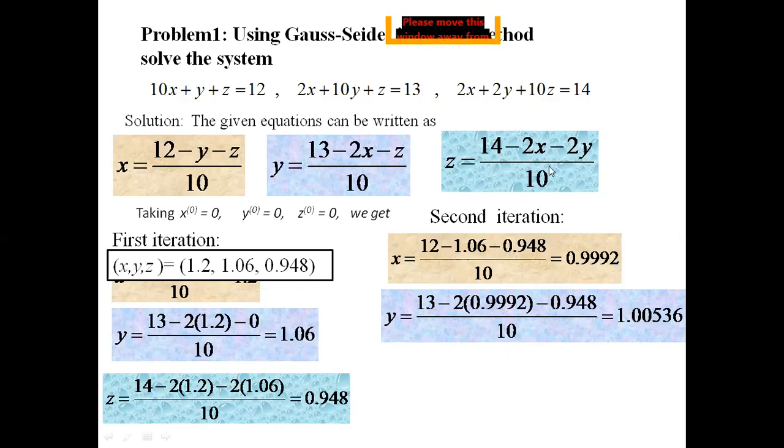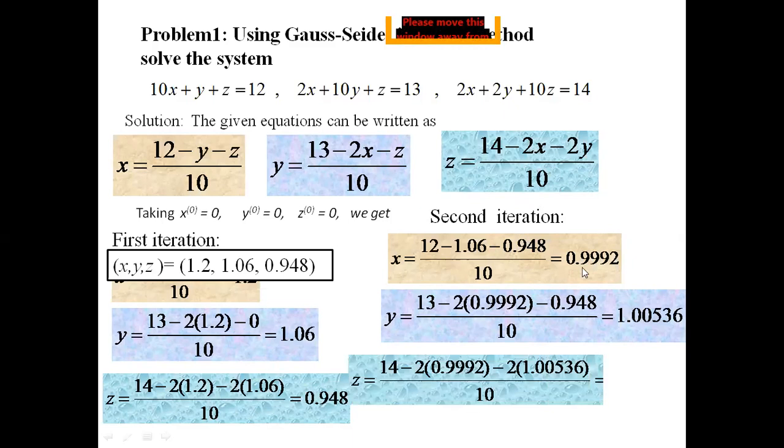So z is equal to 14 minus 2 into x, x means 0.992, minus 2 into y, y is equal to 1.00536. If you substitute it, use your calculator and see what value I calculated. So you see whether this value is correct or not later. Now you just mark it. That's all.